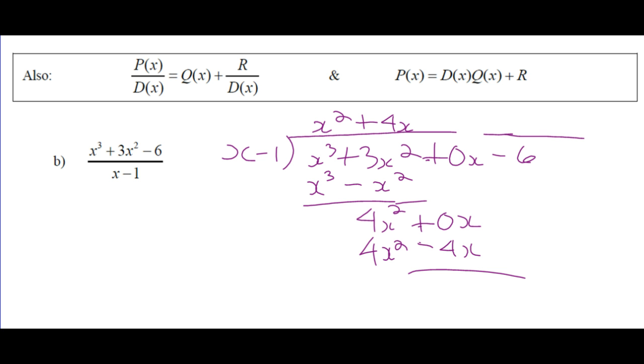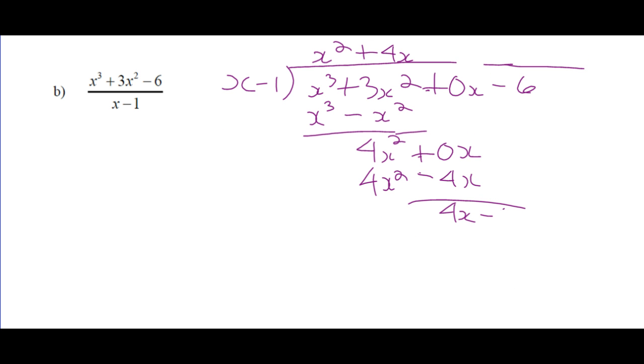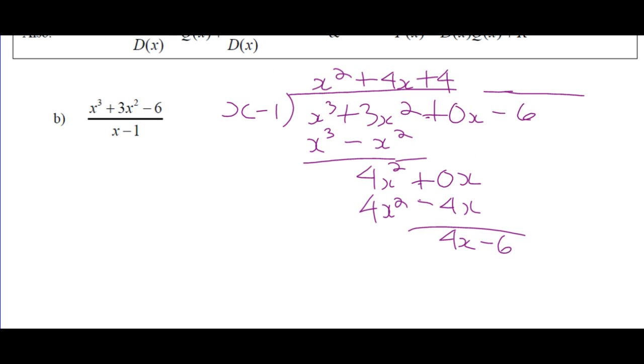What's 0 minus negative 4? Please say 4. Thank you. 4x. And what do we do with the, we drop down, bring down the minus 6. How many times does x go into 4x? Now we get to say 4. Okay, plus 4. Okay, what's 4 times x minus 1? 4x minus, not 1. 4x minus. This is not the test. You're not allowed to make that mistake again. You'll see when you get it back and say, I didn't multiply that by 2.